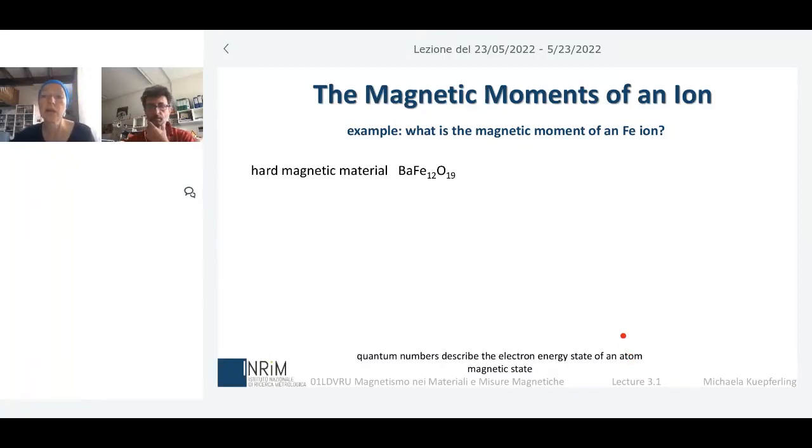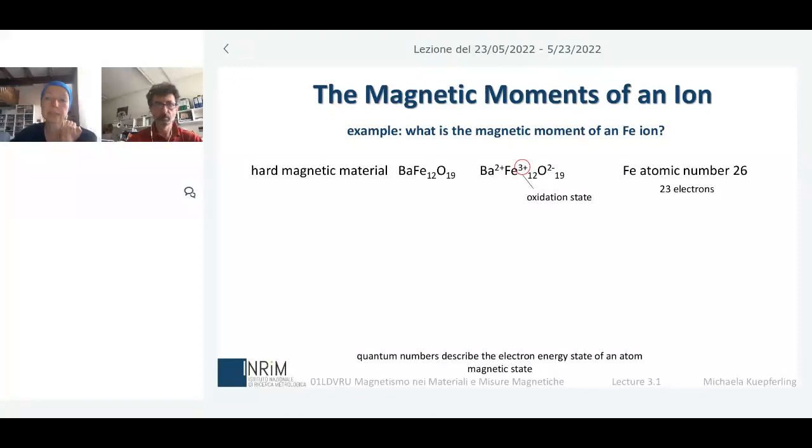I take this example of an iron ion because we have iron localized in an oxide. I take the example of a typical hard magnetic material, barium ferrite, where the iron ions take a 3+ oxidation state. Now I would like to fill up all orbitals with you with electrons. If you want to help me, of course, this would be very nice. We have to know the atomic number of iron, which is 26. And so we have 23 electrons to fill in the orbitals.